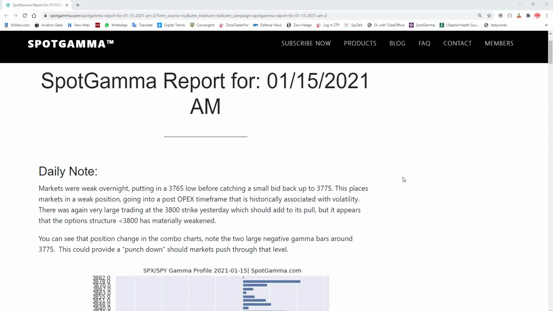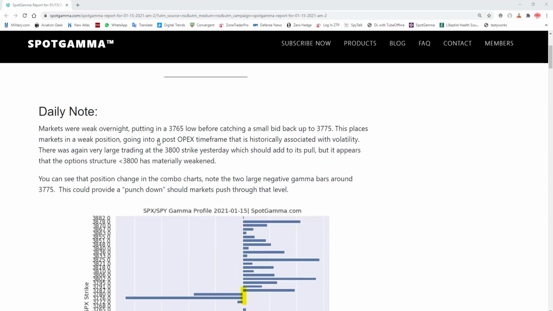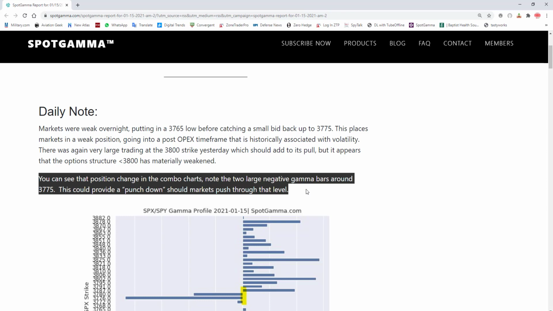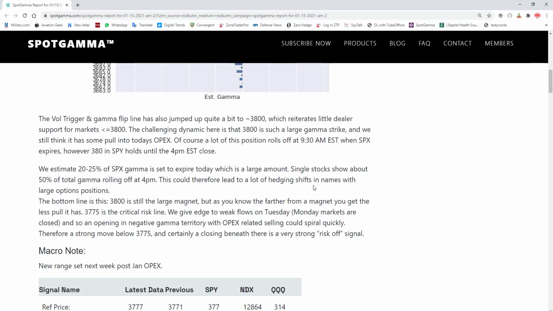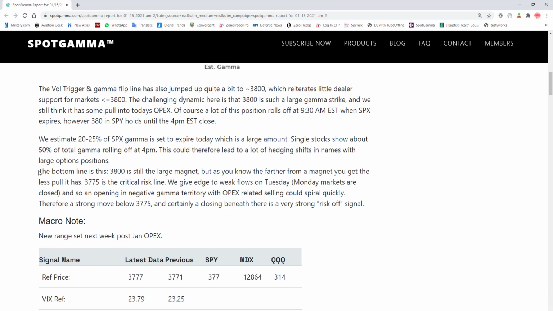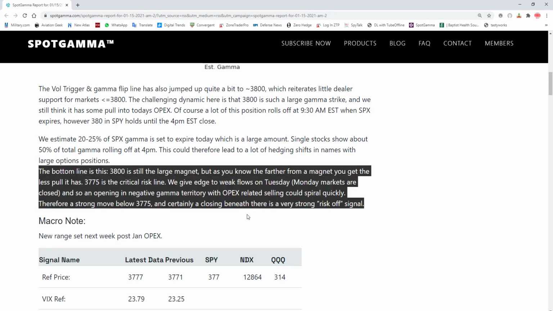Before I begin to talk about this, I just want to make a quick mention about spot gamma. I don't have any relationship at all other than being a subscriber, but I wanted to thank Brett yesterday for calling out some really nice commentary. You can see here where he talked about two very large negative gamma bars around 37.75, and that could provide a punch down in the market should it break through that level. He also had some commentary down here that I thought was extremely interesting.